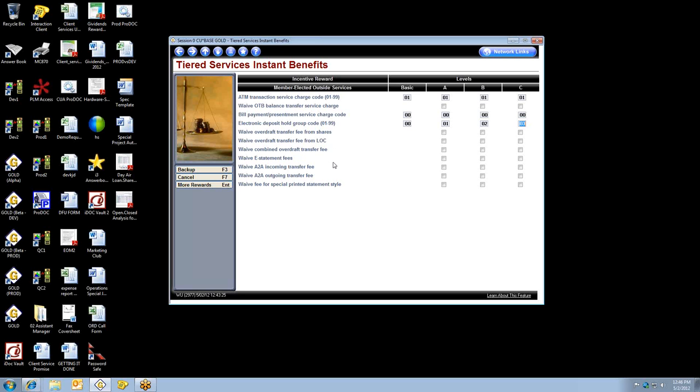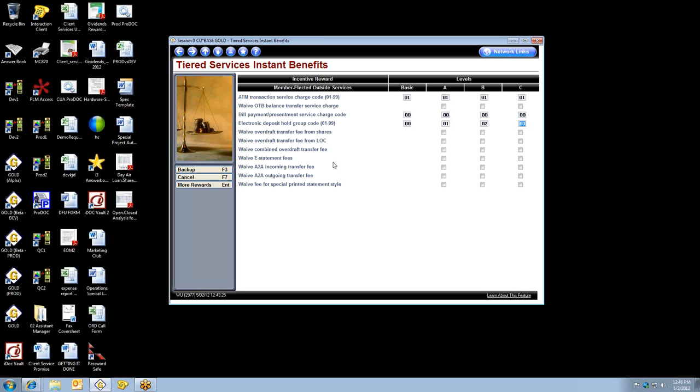The next three options are overdraft transfer fees. We have the first option for overdraft transfer fee from shares. Then we have the overdraft transfer fee from line of credit. And then we have the combined option, which is where they would take from the shares and line of credit for one particular transaction. I haven't seen a whole lot of credit unions that are waiving this particular fee, but it is something that you can do for a certain number of options or a certain number of tier levels that are out there.